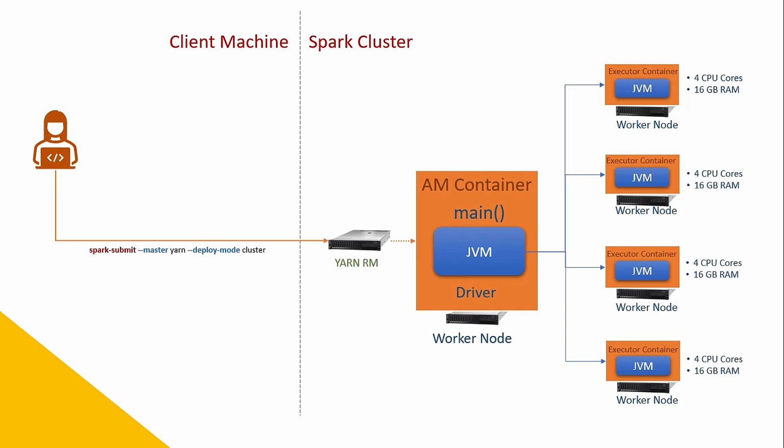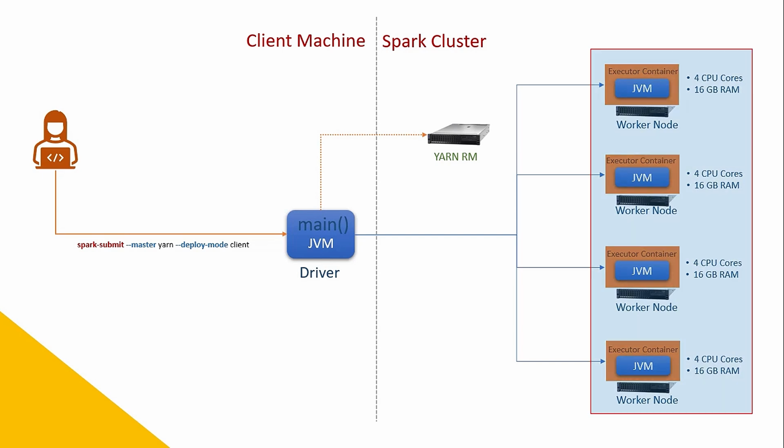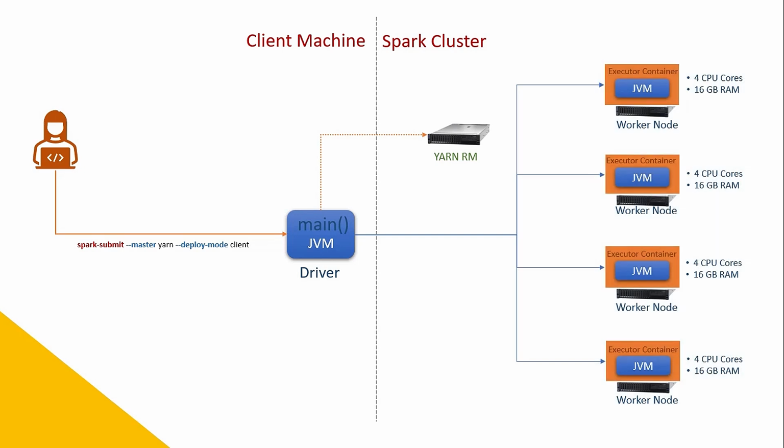Now, let's see what happens if you submit your application in client mode. Here it is. In this kind of setup, the Spark submit does not go to the Yarn resource manager for starting an AM container. Instead, the Spark submit command will start the driver JVM directly on the client machine. So in this case, the Spark driver is a JVM application running on your client machine. This is the same machine where you executed the Spark submit command. Now, the driver will reach out to the Yarn resource manager requesting executor containers. The Yarn RM will start executor containers and hand them over to the driver.